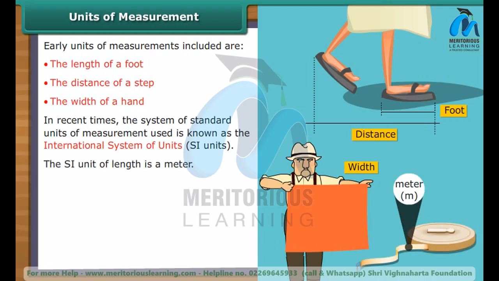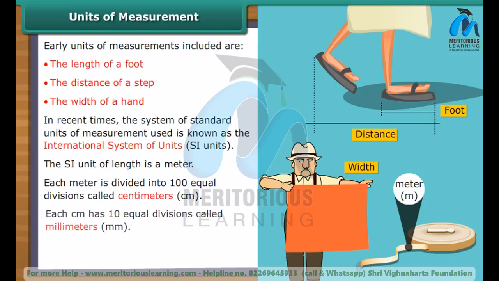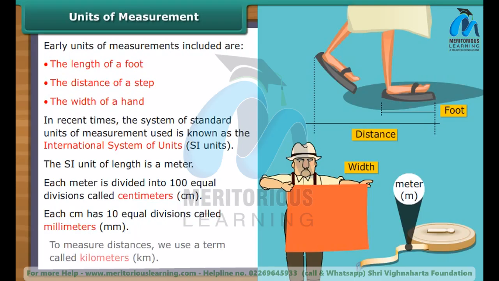The SI unit of length is a metre. Each metre is divided into 100 equal divisions. These are called centimetres, or cm. Each centimetre has 10 equal divisions. These divisions are called millimetres, or mm. To measure distances, we use a term called kilometres, or km.